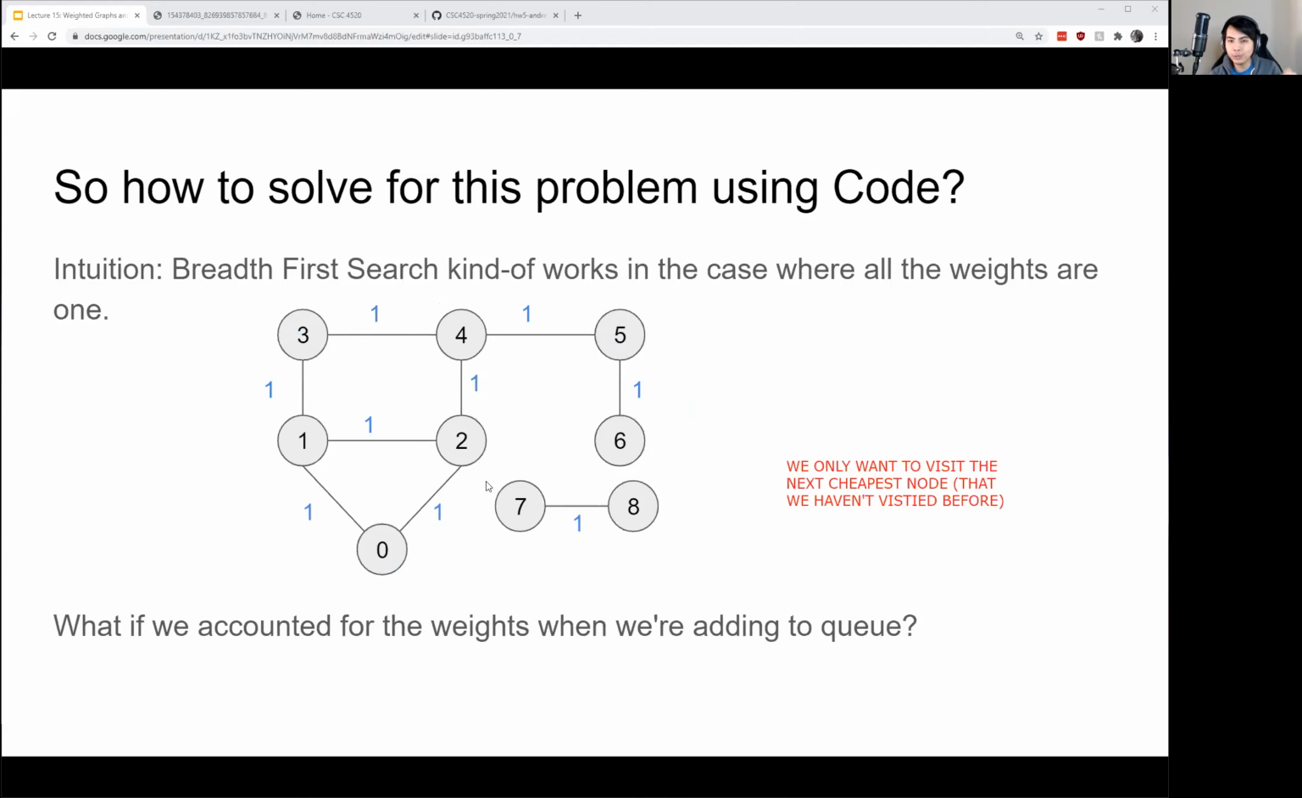And the way we want to account for that is when we add to the queue, we want to make sure that the size of the weights, the cost of the weights, are accounted for when we add to our queue, right? This is effectively what a priority queue is always used for, right?